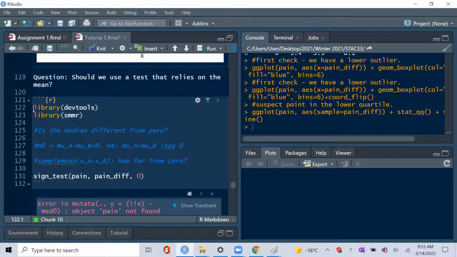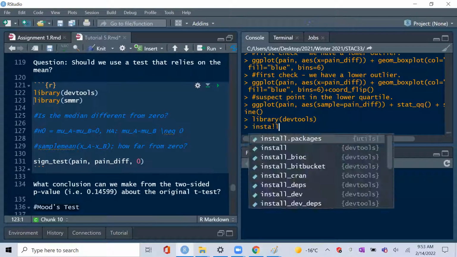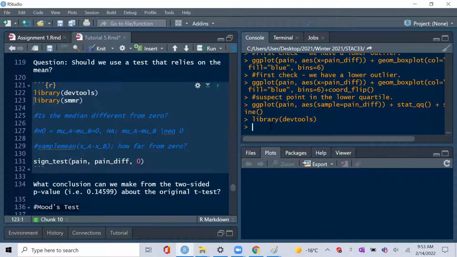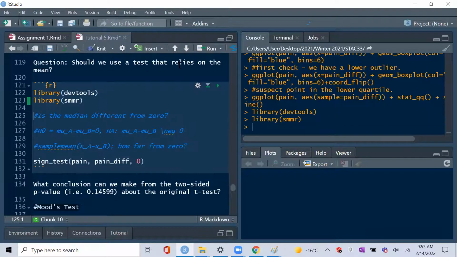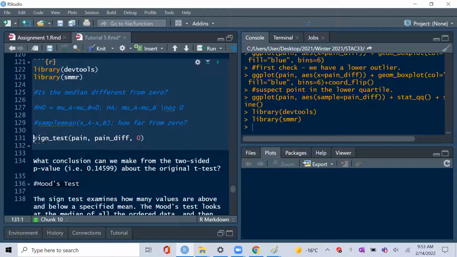Okay, so now I need the DevTools library in order to run SMMR, because install_github is inside the actual DevTools package. And his SMMR is not on CRAN. It's on his GitHub. So you can't actually use it until you actually install SMMR.